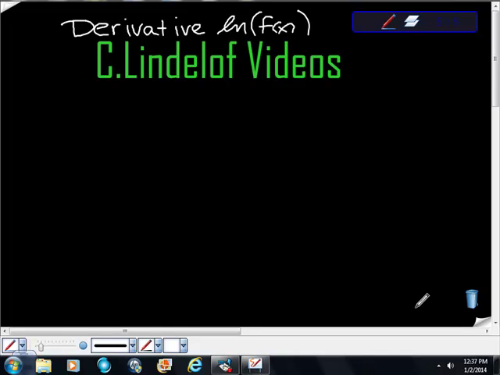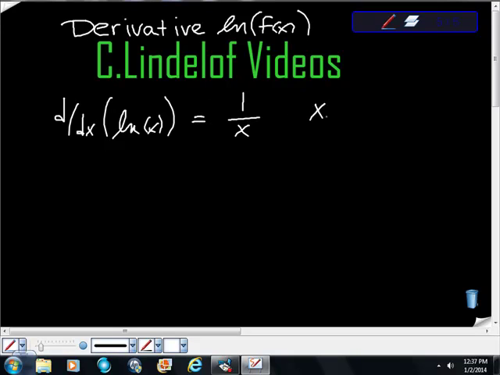Alright, derivative of a natural log function. I'm going to start with the really easy and say that d/dx of ln of x is equal to 1 over x for x greater than 0.